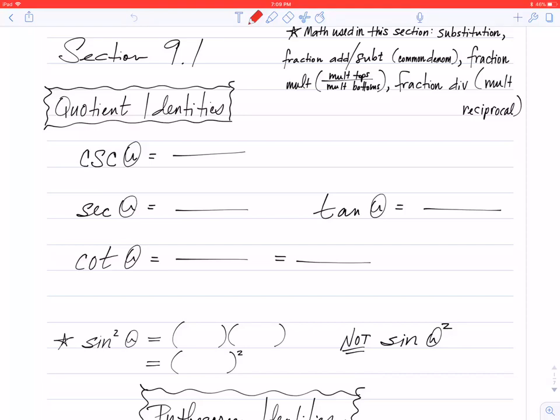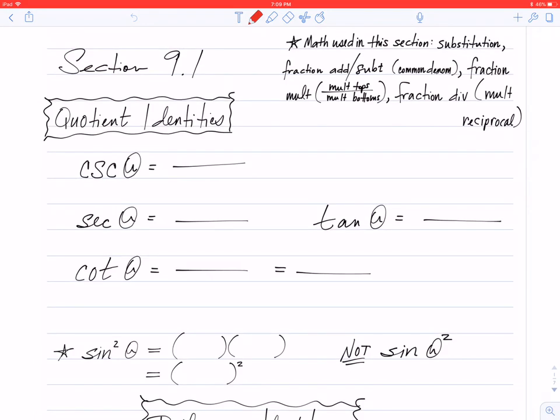Hey folks, this is section 9.1. I'd like to take a look at some of the identities that you're going to be working with in this particular chapter. Some of these identities we've already worked with, such as these quotient identities. You've seen every single one of these in some form or another already this semester.